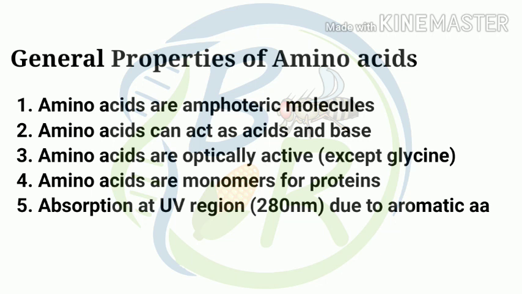Besides, amino acids are known as monomers of protein, that is, they are essential for protein synthesis. Along with it, amino acids show an absorption maximum in the UV range, specifically near 280 nanometer, and this absorption is due to the presence of aromatic amino acids such as phenylalanine, tyrosine, and tryptophan. This absorption property is specifically used to quantify proteins at a wavelength of 280 nanometer.